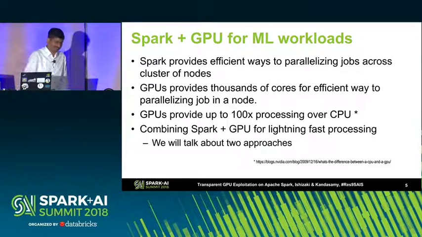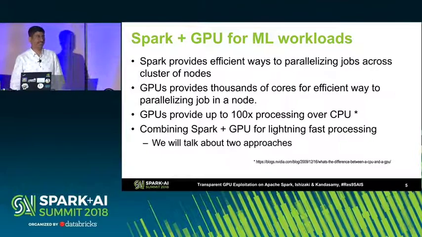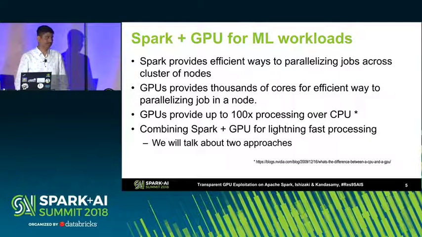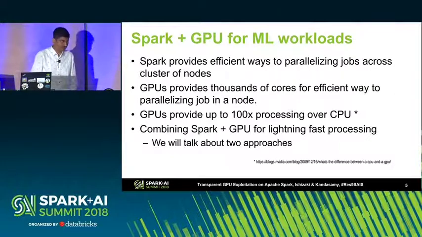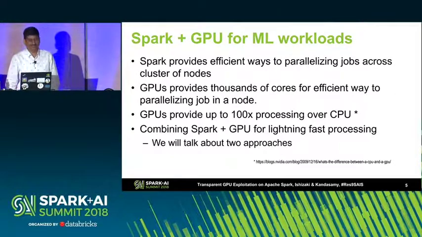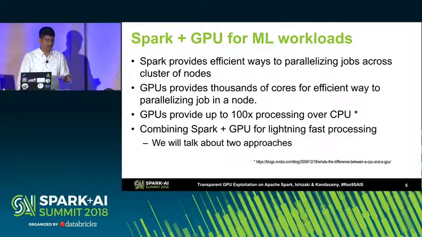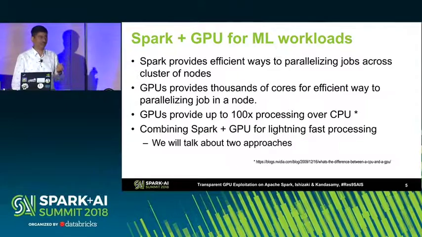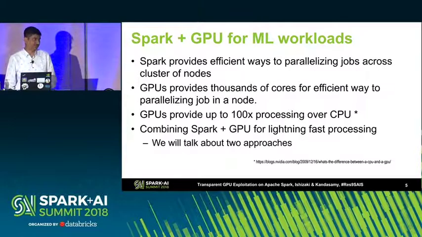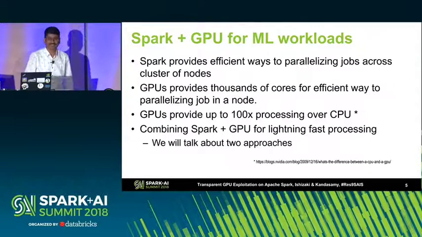Now you might understand why we need to club Spark and GPU. Spark, as we all know, is a very good parallel processing system which schedules jobs across thousands of nodes. Whereas a GPU is a very good parallel processor which will help you execute thousands of threads within a single node. When we combine Spark and GPU together in a heterogeneous system, you will get really the best performance, a lightning fast performance.